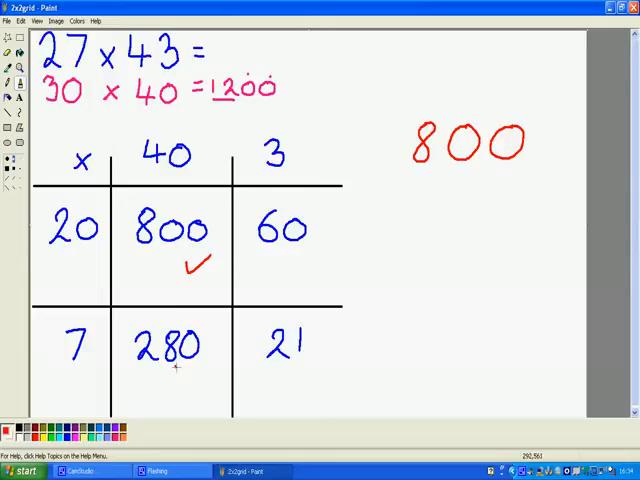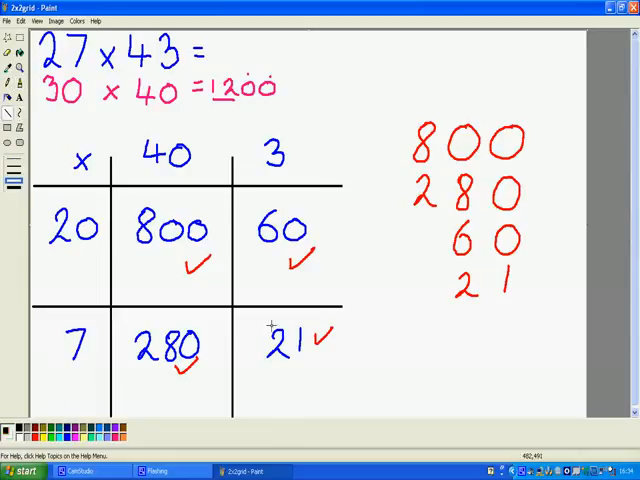The second largest number is 280. Then 60, and finally 21. So then I'm going to use a column addition method to add up those numbers. So 0 add 0 add 0 add 1 is 1.